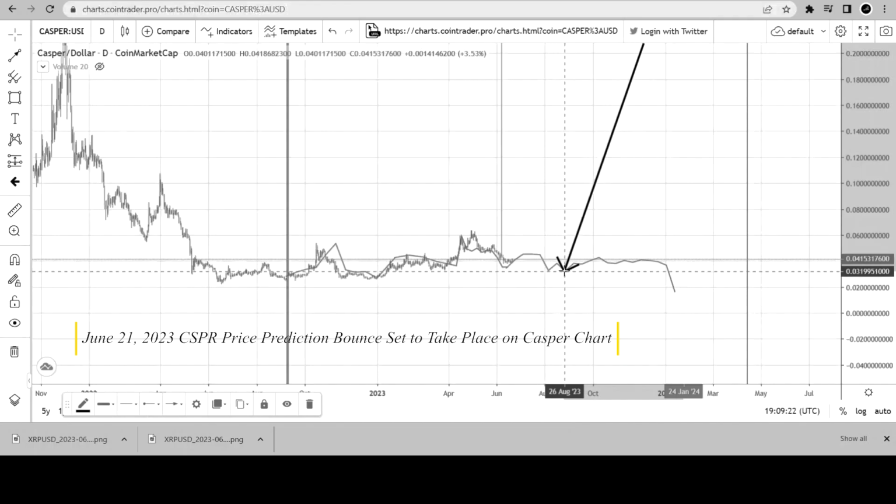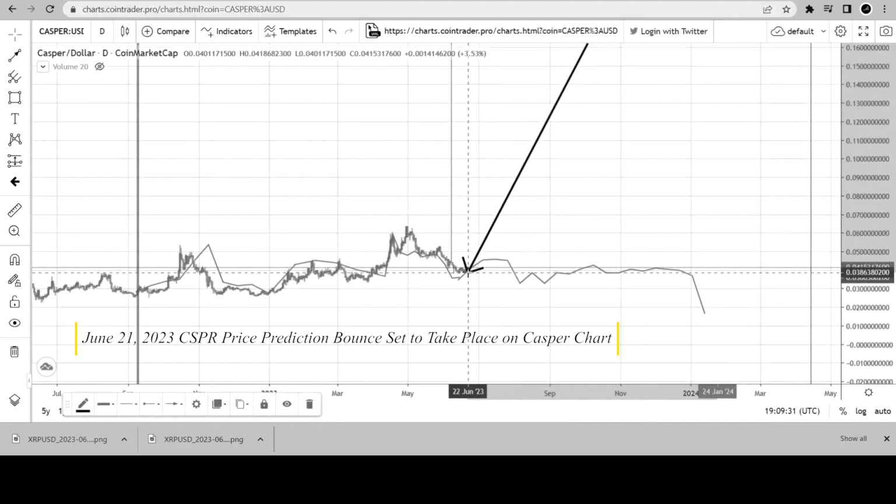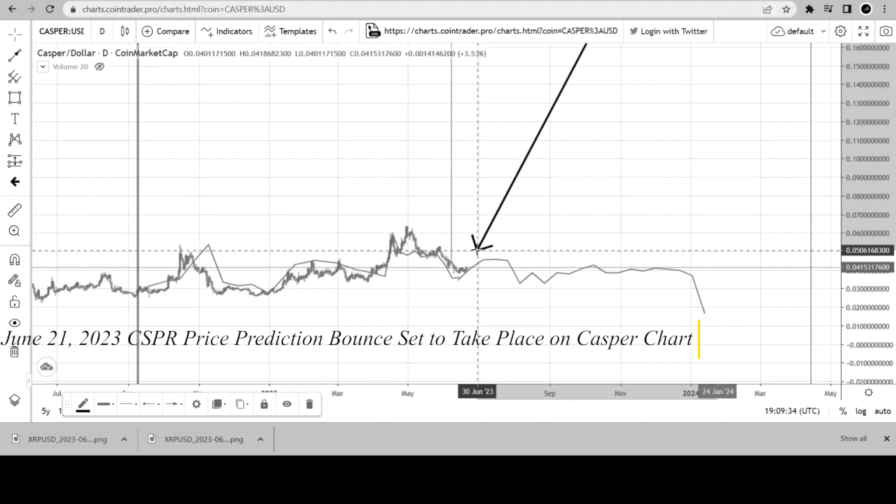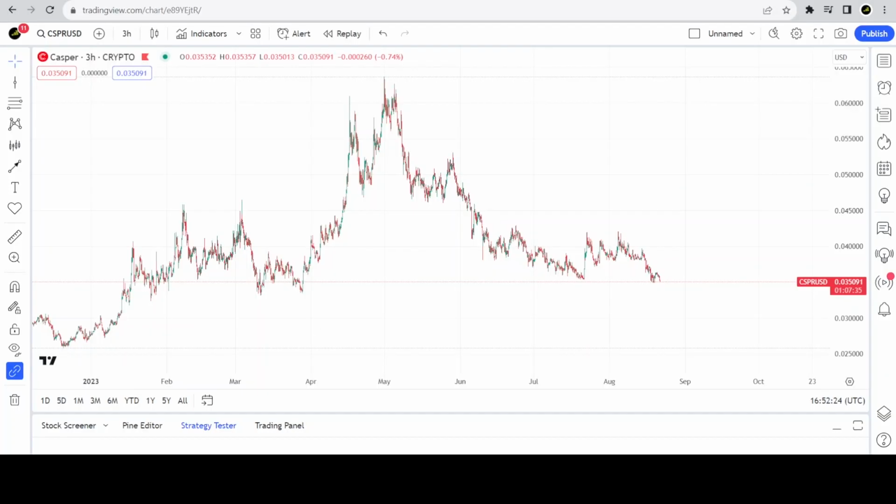So we will see how this plays out, but that is my prediction. It will move up and do a bounce. This could be the beginning of it. We'll have to see how that develops, but it should be happening soon. So let's jump over to CoinTrader Pro, where today's chart was being compared against that fractal.